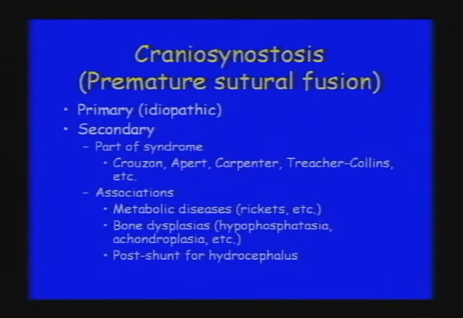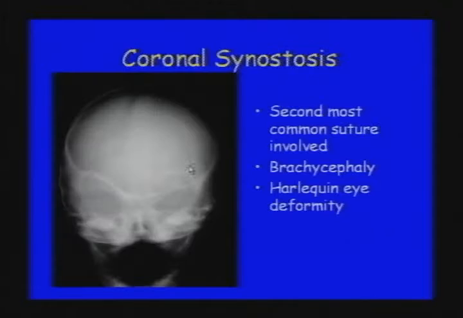Craniosynostosis is premature sutural fusion. It can be idiopathic, or it can be part of a syndrome or a result of other diseases such as rickets. And if you take somebody that has a real big head, for example with hydrocephalus, and shunt them and the head collapses, the sutures can fuse as a result of that. The most common syndromes are Crouzon's and Apert syndrome, and you remember they usually have mitten hands, and so you can sort of ask about that if you're thinking you're dealing with craniosynostosis.